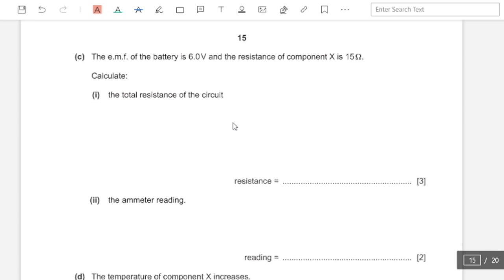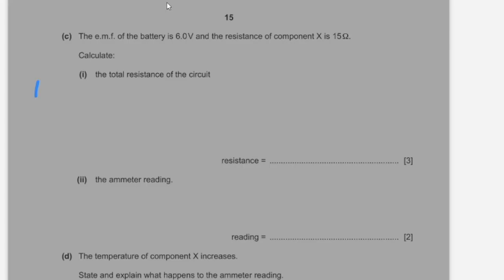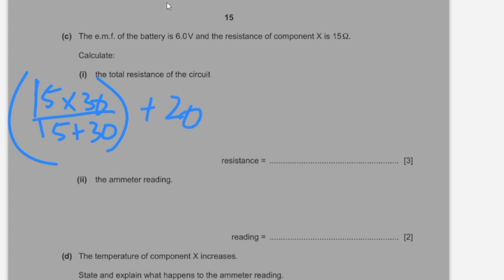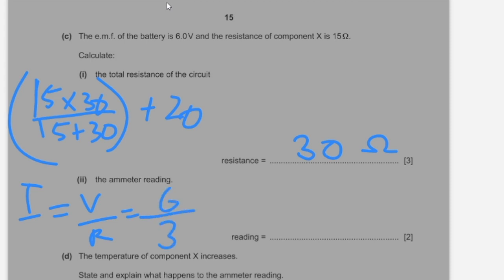C. The EMF of the battery is 6 volts and the resistance of component X is 15 ohms. Calculate 1. The total resistance of the circuit. So we have the parallel resistors as 15 times 30 divided by 15 plus 30, and this gives us the resistance of the parallel resistors, plus 20, which is the resistor in series, and we get the answer as 30 ohms. 2. The ammeter reading. Alright, so current is equal to voltage over resistance. So the total voltage is 6 and the resistance is 30, and then we have the answer as 0.2 amperes.